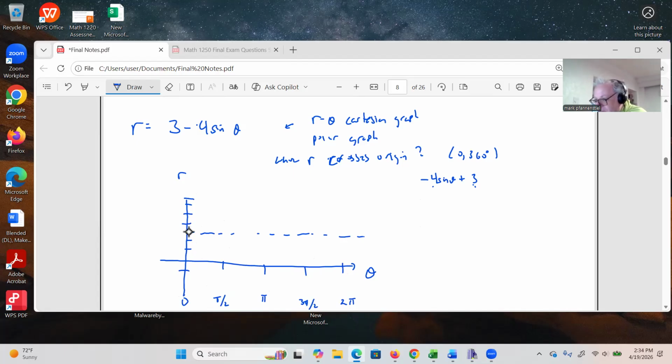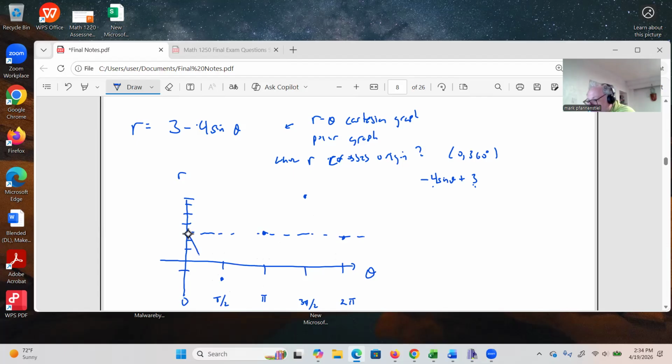So we are going to start at 3. At pi over 2, sine of pi over 2 is 1. So we have negative 4 plus 3. That's going to give me a negative 1. Back to pi. So we're going to say sine of pi is 0 plus 3. We're going to be back up here at 3. At 3 pi over 2, sine is negative 1. So negative 4 times negative 1, that's going to be positive 4 plus 3. We're going to be all the way up here at 7, and then we come back down here at 2 pi.